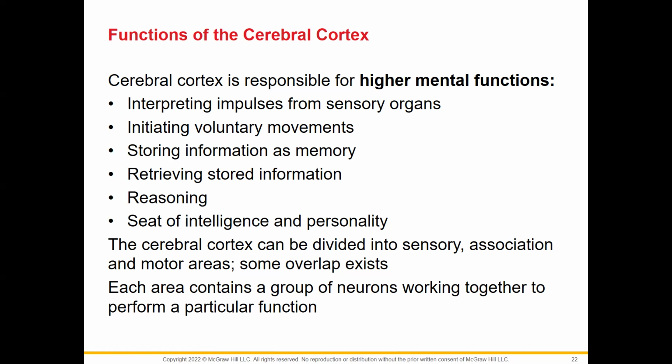All of that is the function of the cerebral cortex, that higher mental function. And all of that is what separates us from those lower life forms or other animals. The cerebral cortex can be divided into sensory, association, and motor areas. Some of these areas overlap, but sensory, association, and motor areas. Each of those areas will contain a group of neurons that work together to form some particular function.